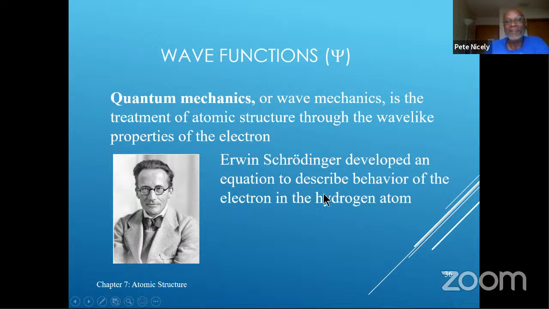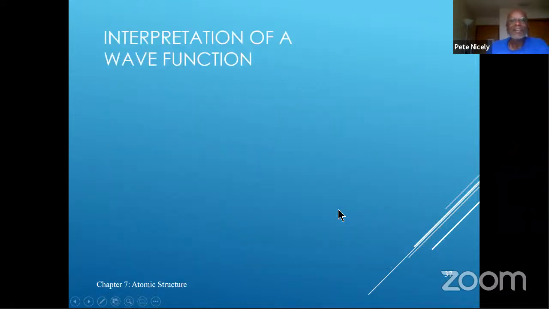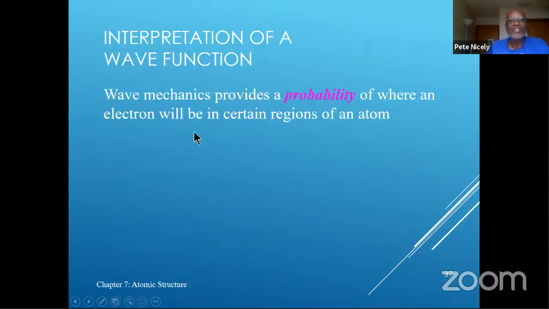Anyway, so he developed an equation to describe the behavior of particles such as electrons. And that equation demanded a solution, which is called a wave function, right? And that wave function basically represents the energy state of the atom. So how do we interpret the wave function, which is a solution to the equation that Schrödinger developed?